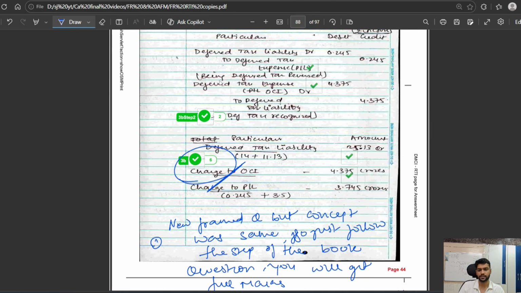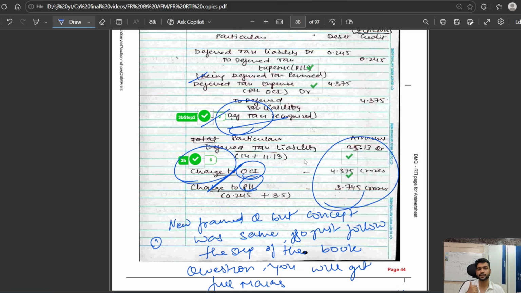First of all, as you can see, you just have to write the narration, and there is no need for the full form in narration. If you do not have time, skip it. Don't waste time in narration. And here, as you can see, I have written change in OCI, not other comprehensive income, P&L. In the last 5 minutes, if you do not have time, don't worry about whether your marks will be deducted for short form. Make sure your numbers are correct. If your numbers are correct, you will get the marks.